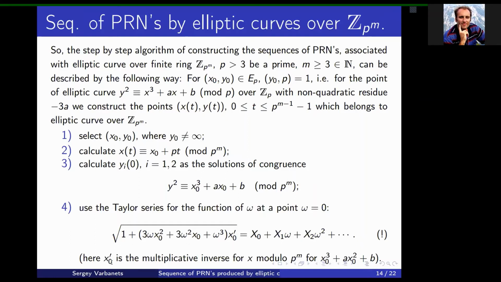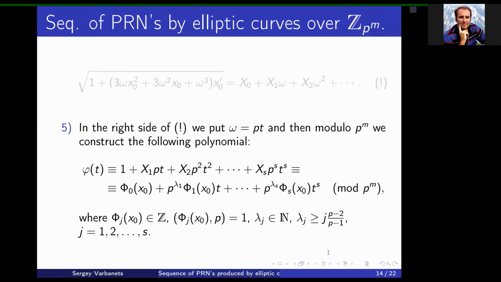Here, x0 prime is the multiplicative inverse of x modulo p^m, for x0 cubed plus a x0 squared plus b. Next step, in the right side of the Taylor series, we put omega as a series in t, and then take modulo p^m.